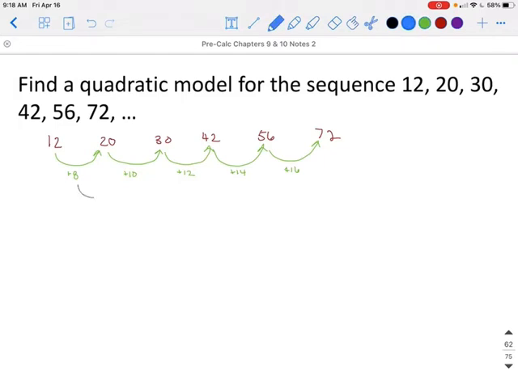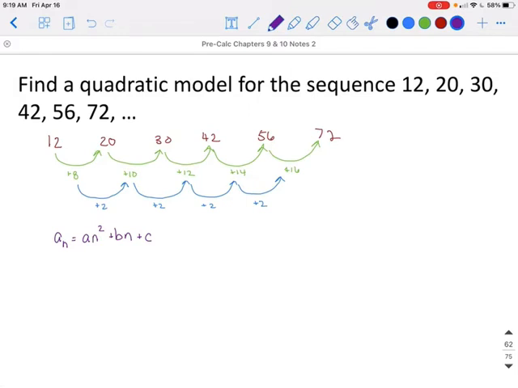But if we find the second differences, so to get from 8 to 10, we added 2. To get from 10 to 12, we added 2. 12 to 14, we added 2. And 14 to 16, we added 2. So those are the second differences. Now, to write a second difference equation, we're going to use the quadratic equation that says a sub n is equal to a times n squared plus b times n plus c.